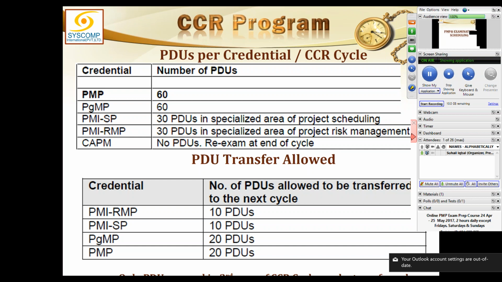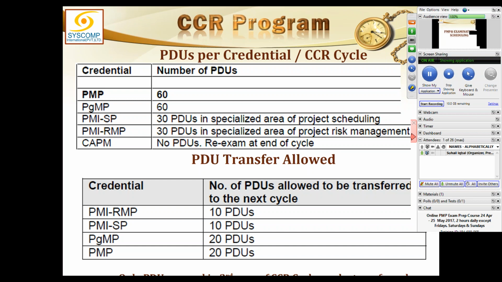But there is a catch. If you want to carry forward your PDUs to the next CCR cycle, then the condition is that those 20 PDUs which you want to carry forward must have been achieved in the last year of the CCR cycle. Hope I am not confusing you. You have gained 60 PDUs in the very first year, 20 PDUs in the second year, and 20 PDUs in the third year. Right? So, 60 PDUs will be counted towards your current CCR cycle, and the 20 PDUs which you gained in the last year will be carried forward. Rest 20 PDUs will be wasted.